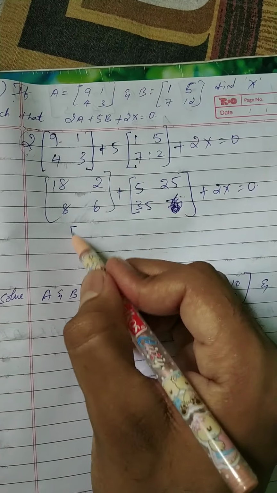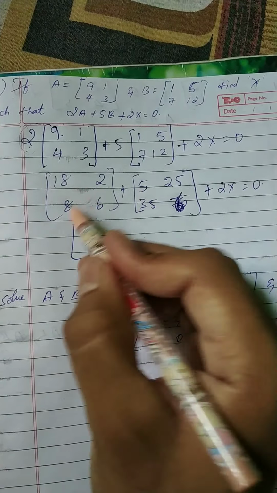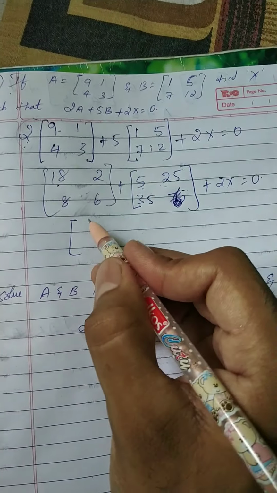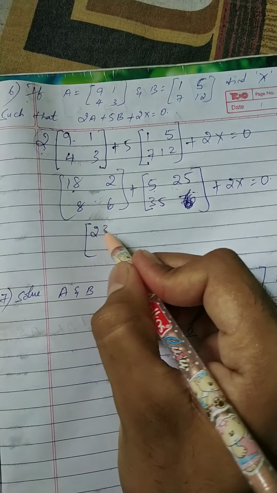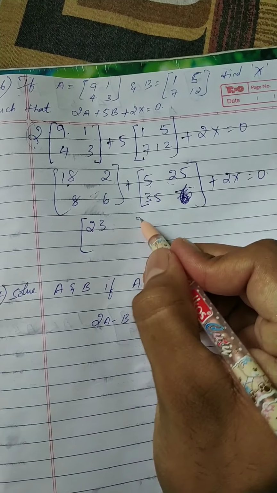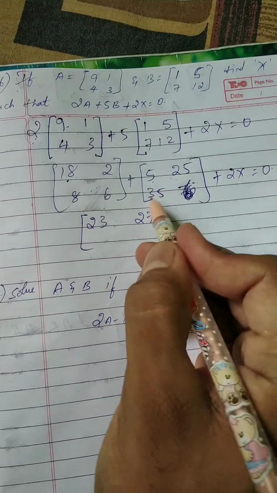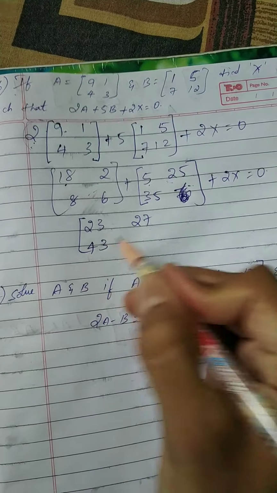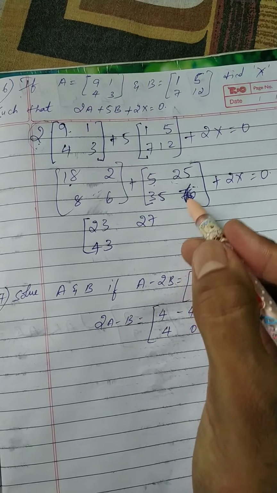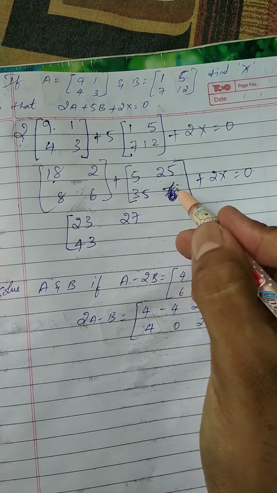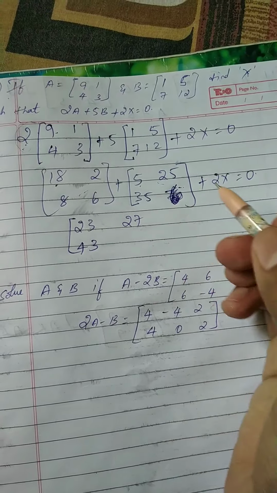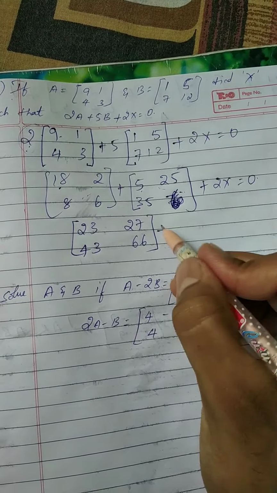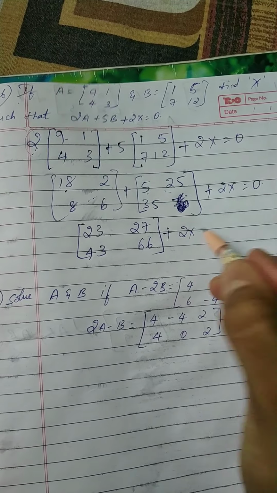Then when we add this, obviously it is the rule of addition. 18 plus 5 becomes 23. 2 plus 25 becomes 27. 8 plus 35 becomes 43. Then 6 plus 60 becomes 66. Plus 2X is equal to 0.